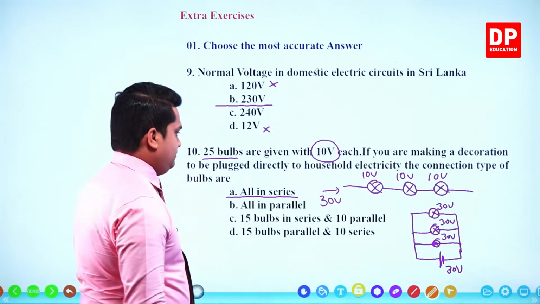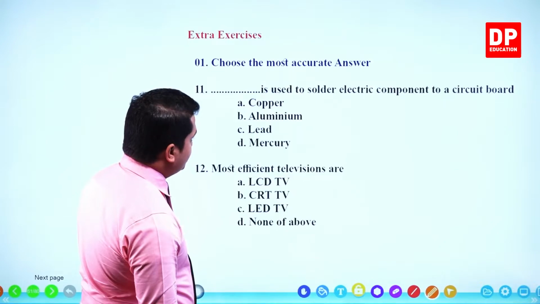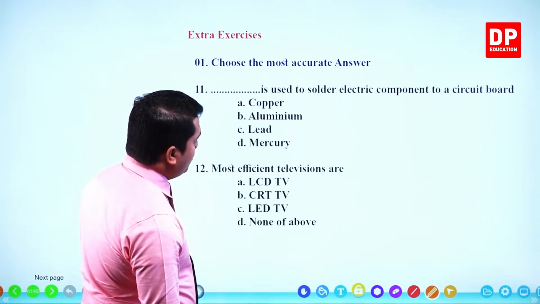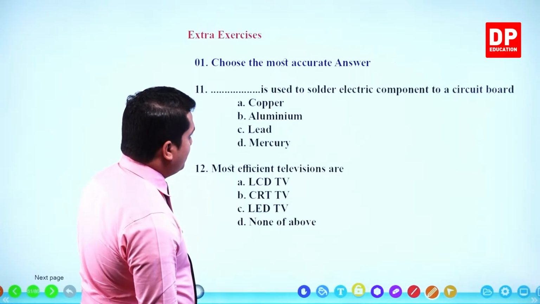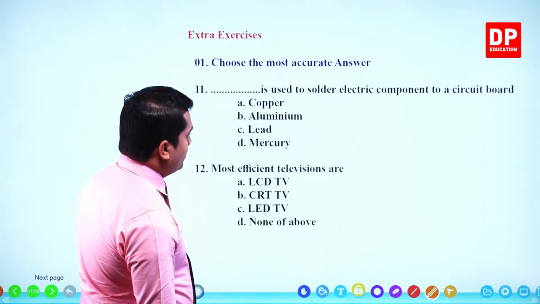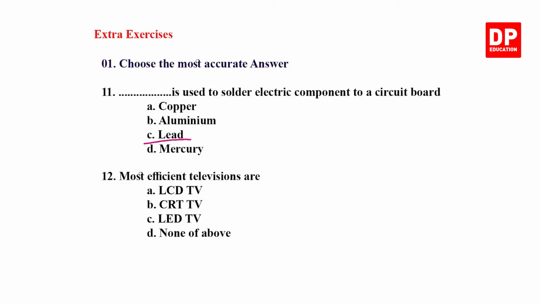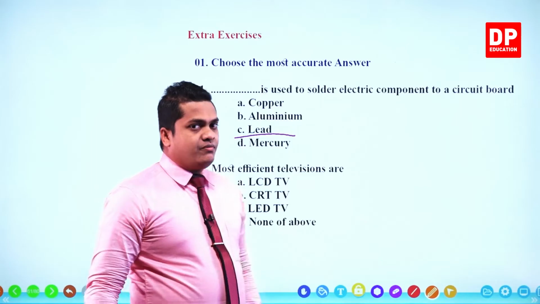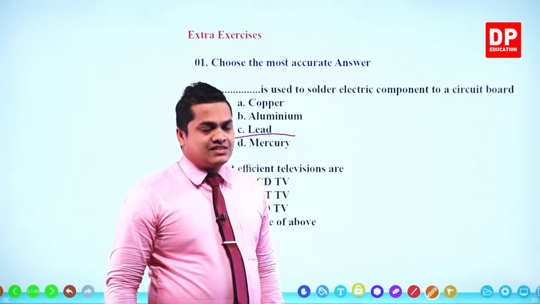Right then. Blank is used to solder an electric component to a circuit board. To solder an electric component to a circuit board, the metal that we use is not copper, not aluminium, but lead. Lead is the type of metal that we melt to fix that component to a circuit board.